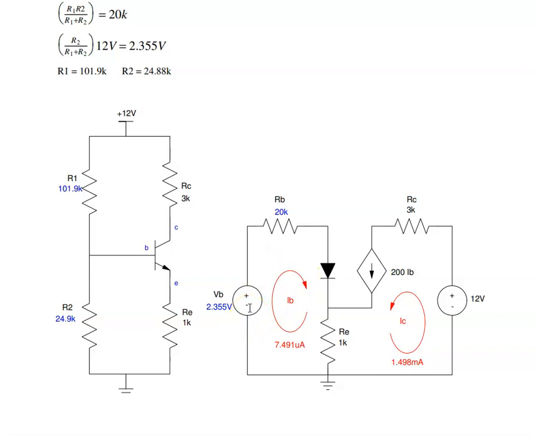To find R1 and R2 then, R1 in parallel with R2 is 20K. R2 over (R1 plus R2) times 12 is 2.35 volts. That gives you two equations, two unknowns. Solve, and you get 101K and 24K. That's design.